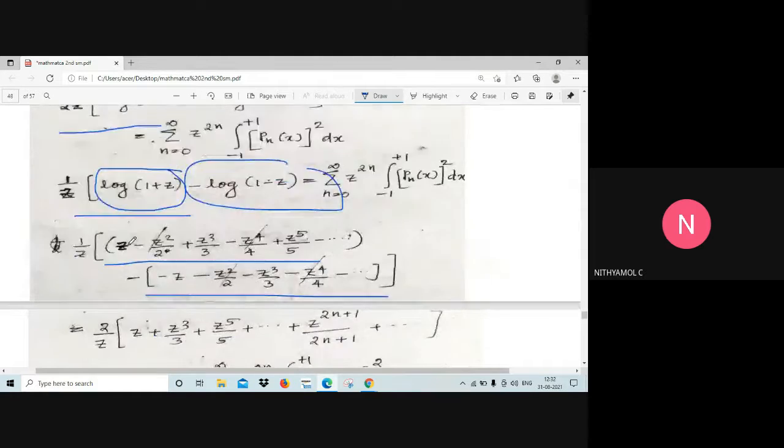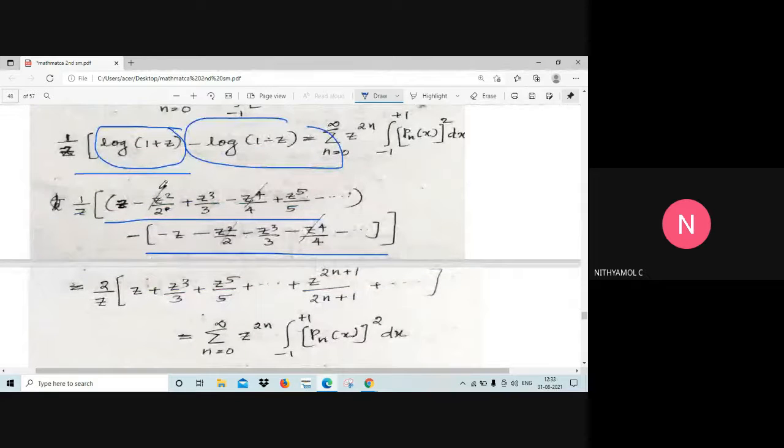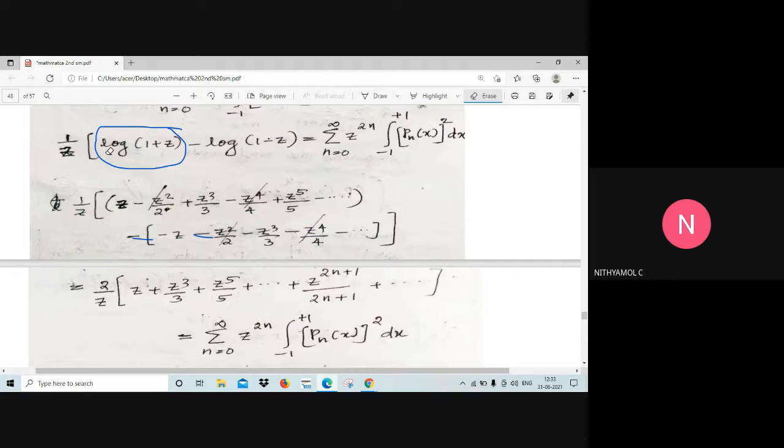Now here we can see that here is minus z square by 2, and here minus of minus z square by 2, that is plus z square by 2. So this can be cancelled. Then here minus z raised to 4 by 4, and here minus of minus z raised to 4 by 4 is plus z raised to 4. So the even terms can be cancelled, and we remain with the odd terms.